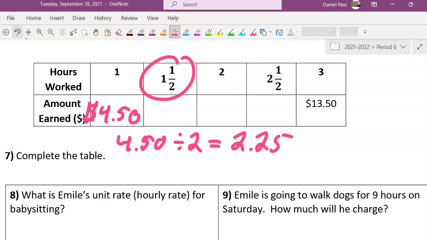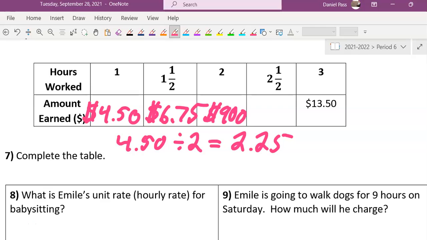All right, so can you tell us the rest of the empty spots here? The next one would be $6.75. And then the next one would be $9. And the next one is $11.25. Do we agree? Yes. Excellent job.